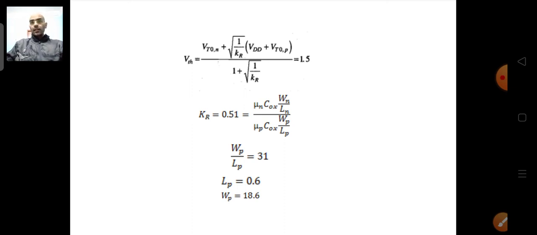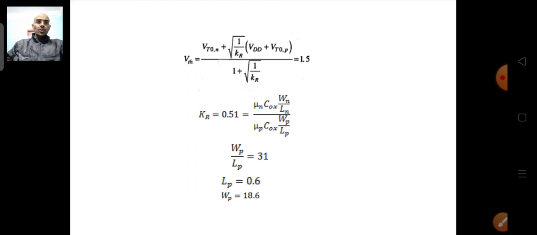Then again, with the same logic which we have used to choose the W by L of NMOS, we will choose the W by L of PMOS. You see the threshold voltage of the device is given as 1.5 volt, and we know the equation for the threshold voltage of the device is something like that: VTN plus root of 1 plus 1 by KR, within brackets VDD plus VTP, divided by 1 plus root of 1 by KR. So this is what the thing is.